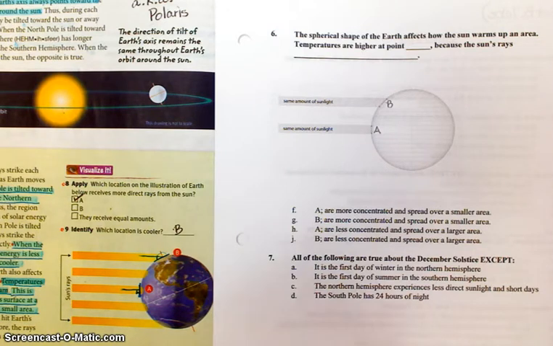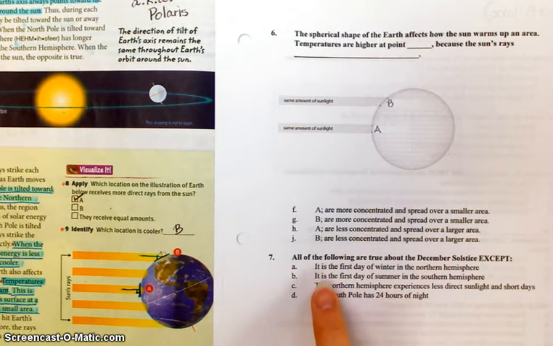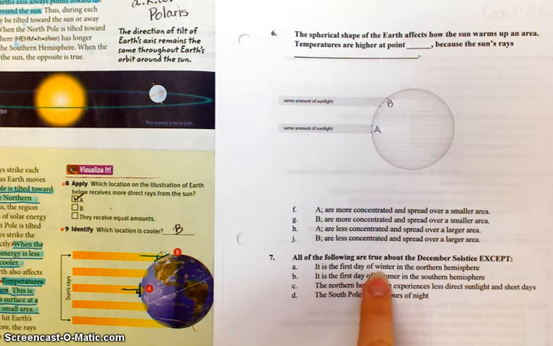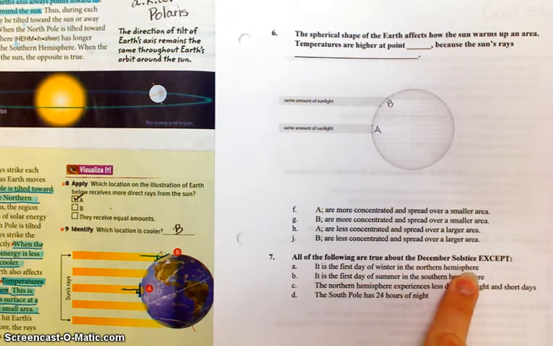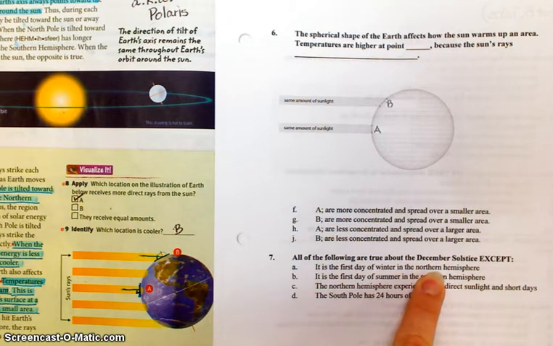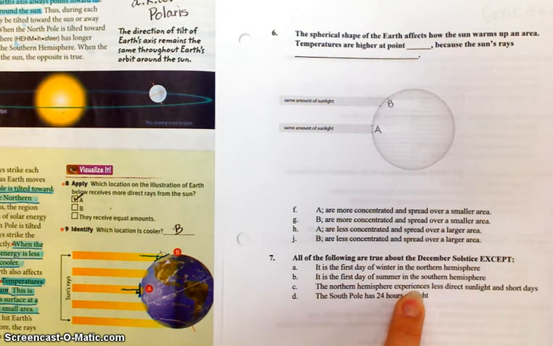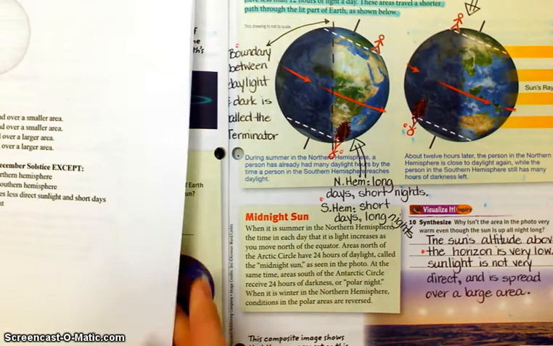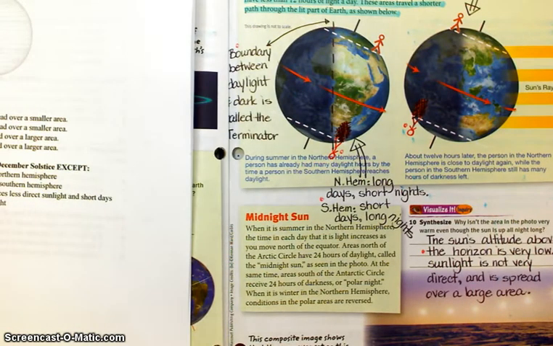So let's think about this. All of the following are true about the December solstice except, it's the first day of winter in the northern hemisphere. That is true. The December solstice, which is about the 22nd of December, marks the official first day of winter, so that's true. It's the first day of summer in the southern hemisphere. That's also true. The northern hemisphere experiences less direct sunlight and short days. That's true. The South Pole has 24 hours of night.